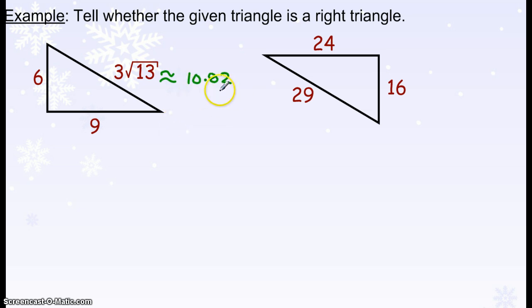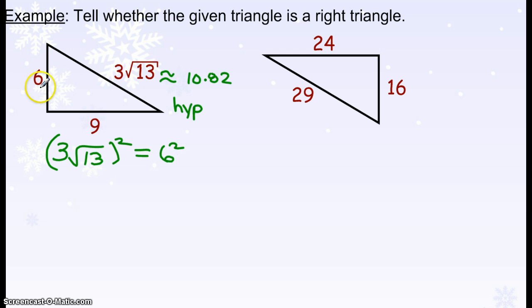So this 10.82 is going to be my largest side, which means that has to be the hypotenuse. So I'm going to take 3 times the square root of 13, squared, equals my a squared, which you pick, it doesn't matter, either the 6 or the 9, so we'll pick this to be my a, this one to be my b, plus 9 squared. And I want to know whether those two are equal. I don't know for sure they are or not, so that's why we put the question mark there.